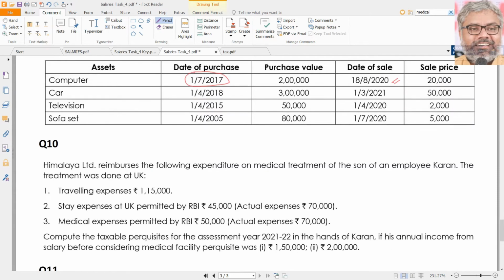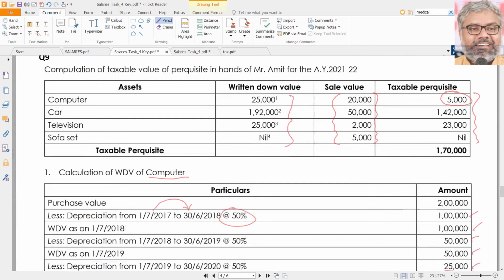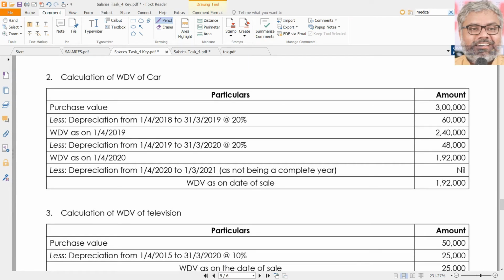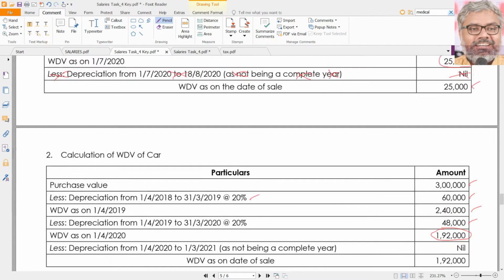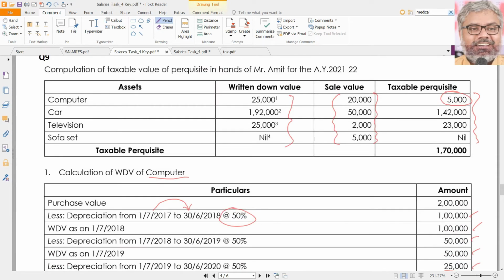Same way for car. For car, the date of purchase is given, 2018. So from that date, for each completed year, 20% has to be taken, once again on WDV basis, 20% on WDV for car. So purchase price, 20% on that. WDV is 240,000. On that 20%, 48,000. So on 1/4/2020, the WDV is 1,92,000. Once again, proportionate amounts should not be taken. This depreciation is to be calculated only for completed years of usage. Very clearly, for 1,92,000 worth of car, the employee paid only 50,000, which means 1,42,000 is the value of perquisite.